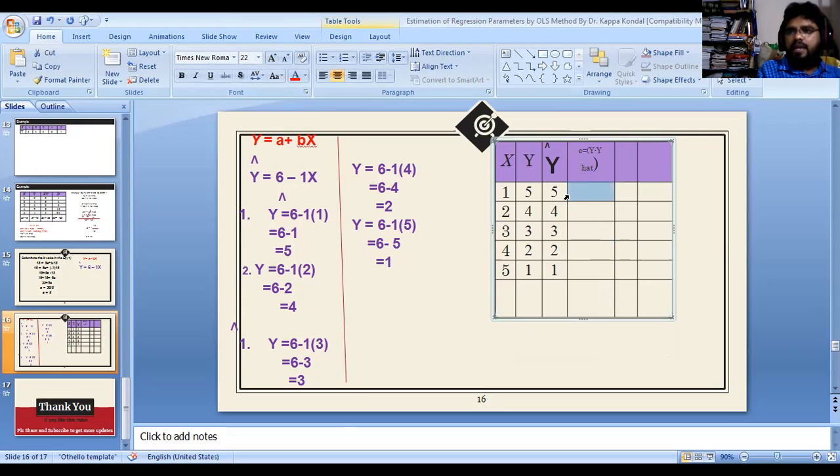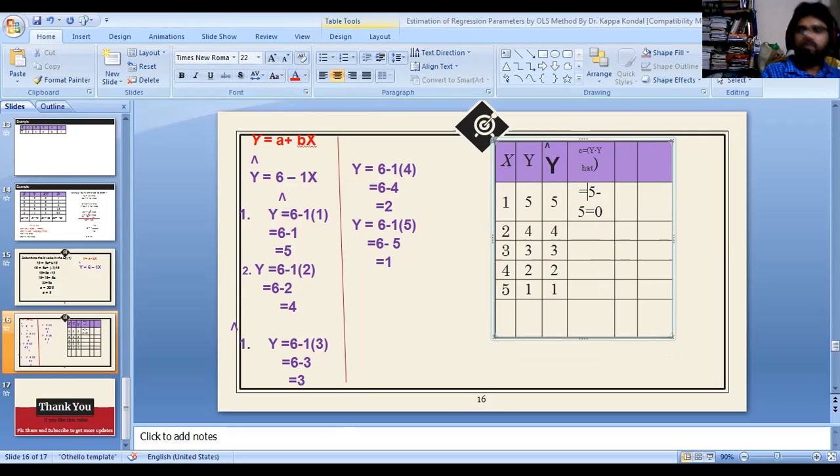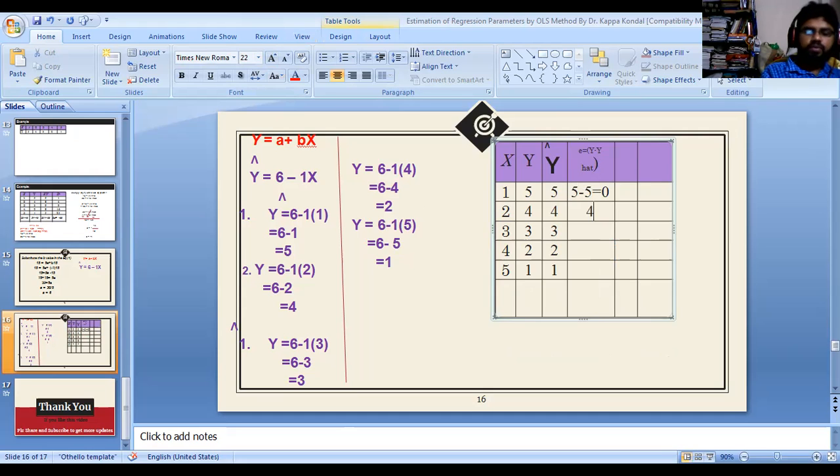So here 5 minus 5 is equal to 0, then 4 minus 4 is equal to 0, 3 minus 3 is 0, 2 minus 2 is 0, and 1 minus 1 is 0. So here the errors are 0, which means whatever the estimator estimated and the actual value are the same.